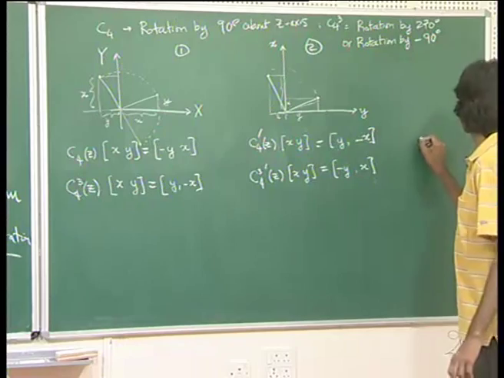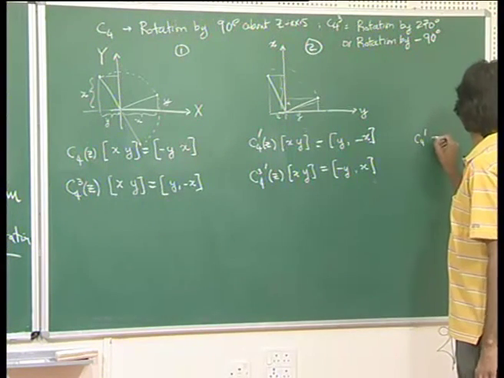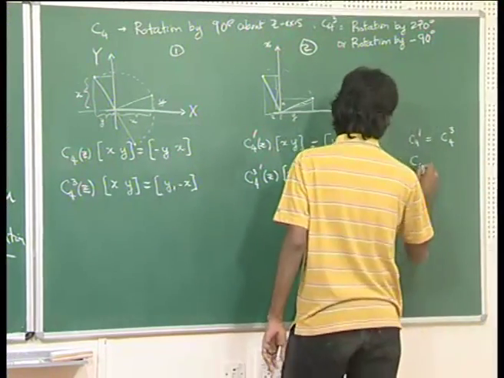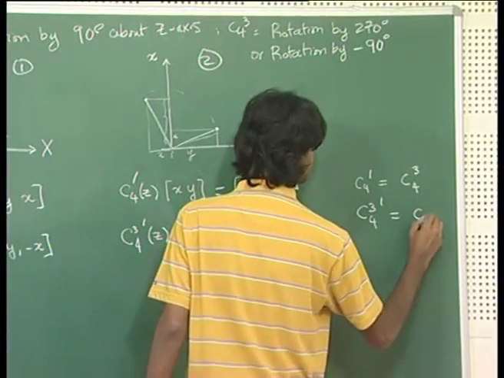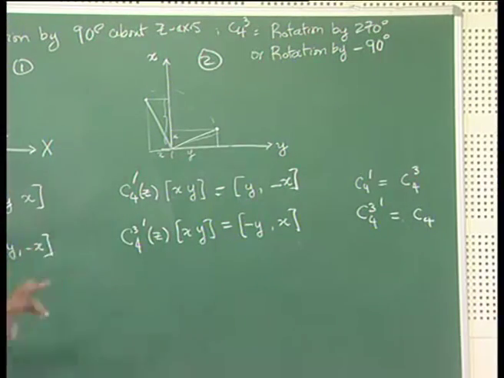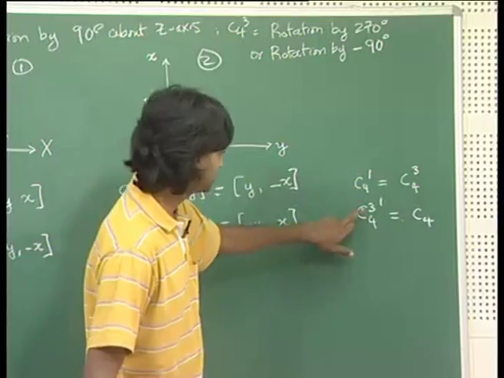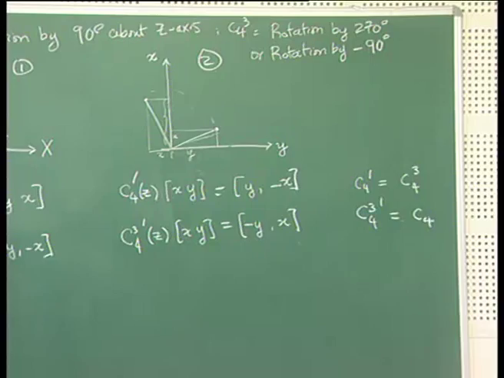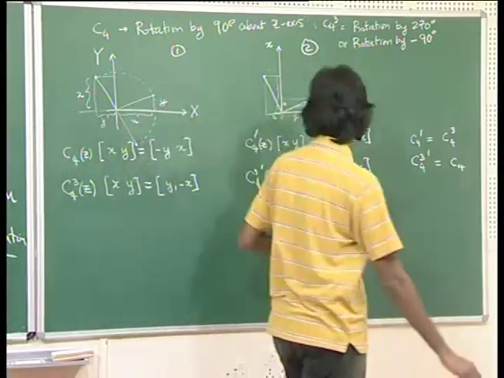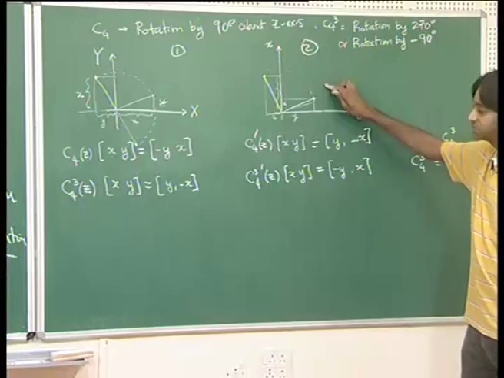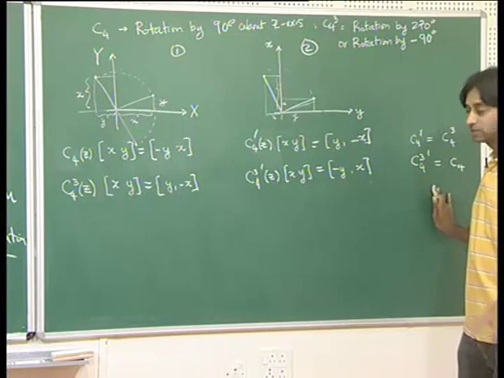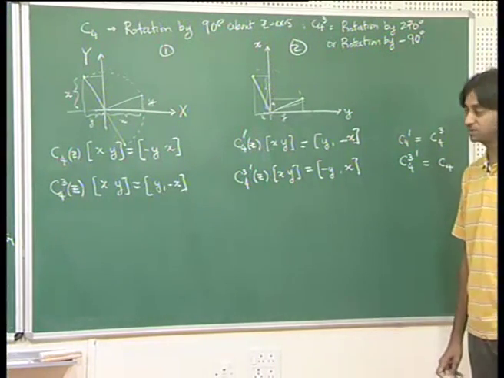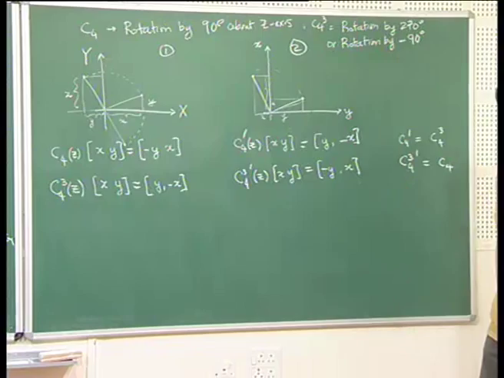So, in other words, C4 prime is equal to C4 cube, and C4 cube prime is equal to C4. So in this primed coordinate system, C4 and C4 cube have the opposite effect on the same point. Thus, we found a new coordinate system in which these two operations can be switched. Now, that is not all. You need these two coordinate systems to be related through a similarity transformation, through a symmetry operation.